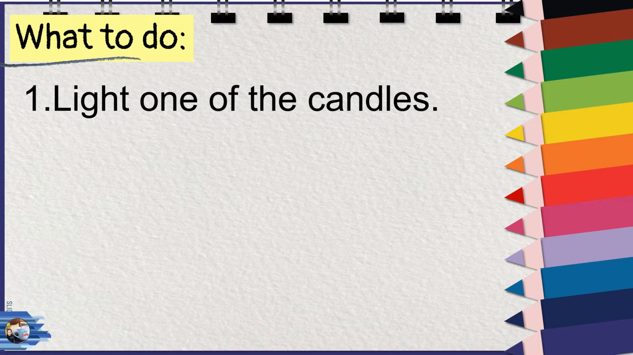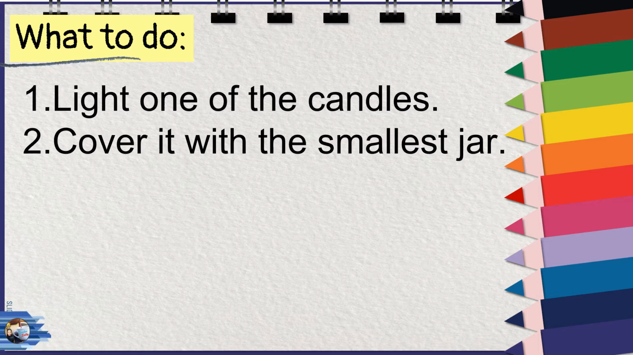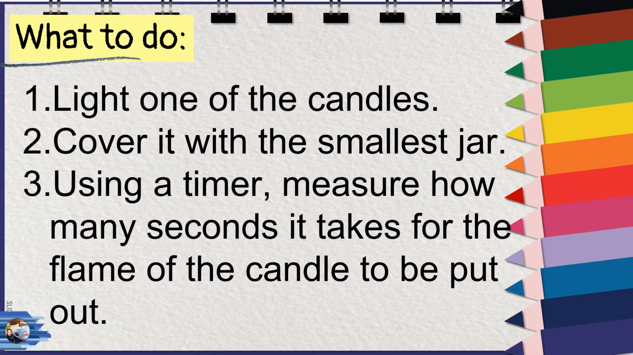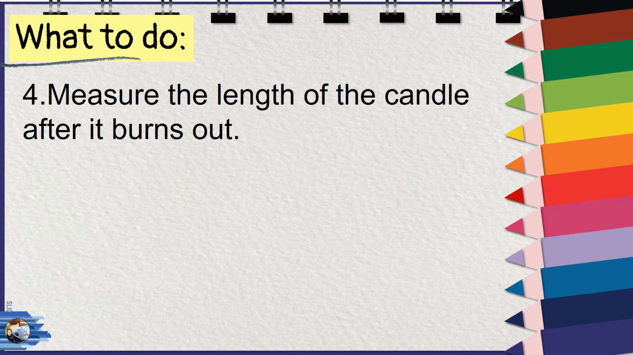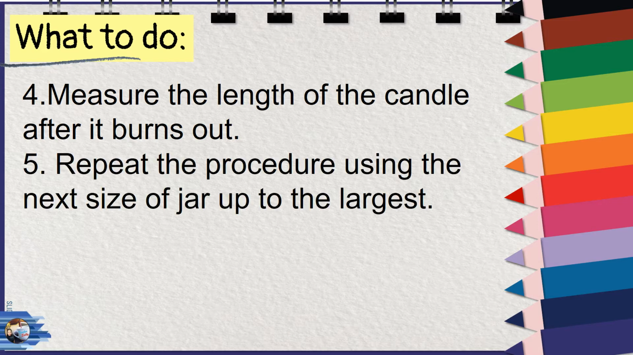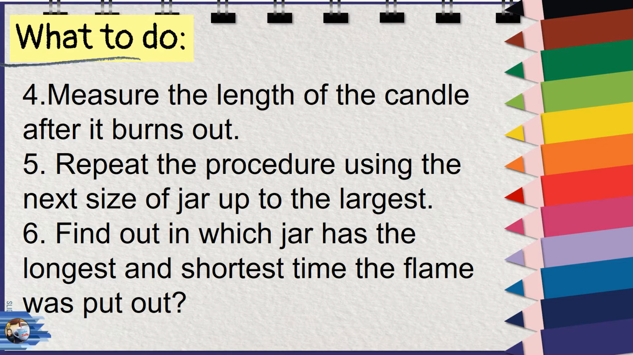First, you have to light one of the candles. Second, cover it with the smallest jar. Third, using a timer, measure how many seconds it takes for the flame of the candle to be put out. And then fourth, you have to measure the length of the candle after it burns out. Fifth, repeat the procedure using the next size of jar up to the largest. Sixth, find out which jar has the longest and shortest time the flame was put out.